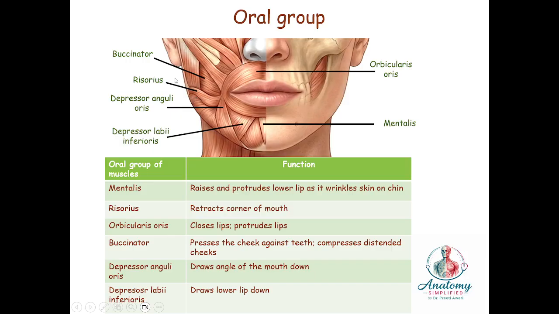We have risorius, a very small muscle attached to the angle of the mouth, and the muscle fibers are going behind. So when this muscle will contract, it will draw the angle of the mouth behind. So it helps in retraction of the corner of the mouth.